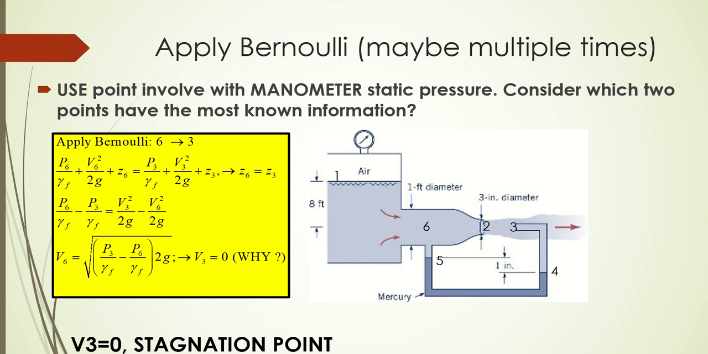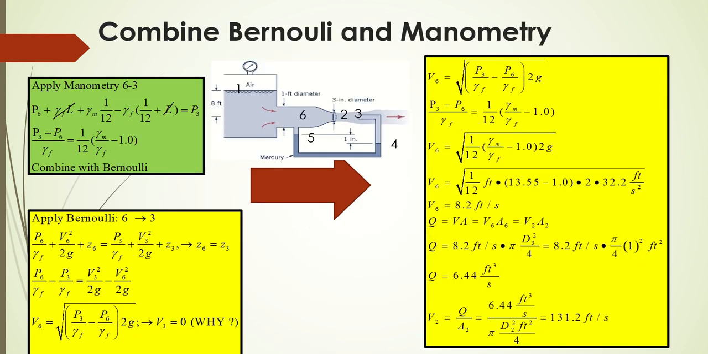So I have an expression for (P3 minus P6) over gamma from the application of my manometry. I always normally want to apply manometry first, because that gives you a pressure differential that you will apply to other aspects of the problem. So now I need to simply combine Bernoulli and manometry. I have applied manometry, and I had a ratio that gave me a pressure differential like we derived before.